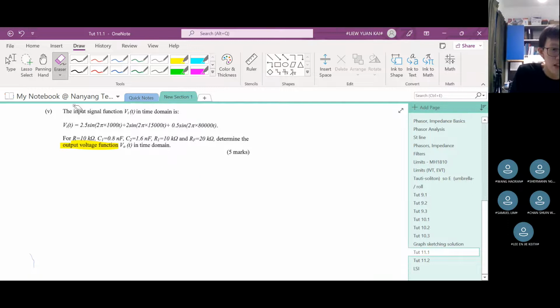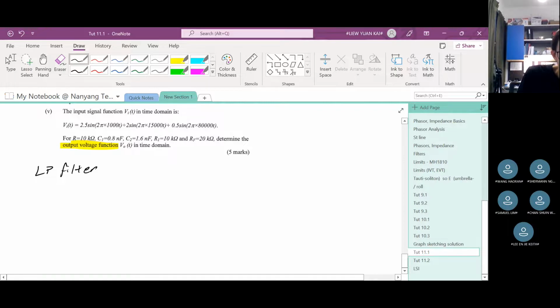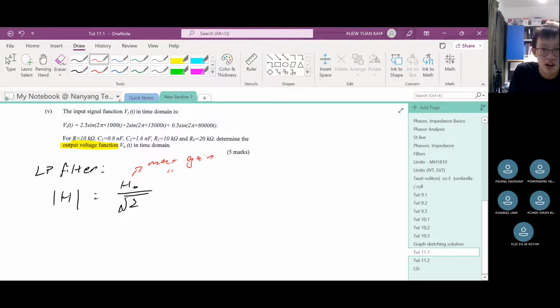So if you go back and recap, you'll notice that, hold on, let me just check my solution. Okay, so let us look at the low pass filter. Just now we have seen that there's a low pass filter, right? Now we have to find its cutoff frequency. So remember, to find cutoff frequency, you need to solve this equation. So magnitude of H is equal to H naught over root 2. What is H naught? H naught is the max gain. And we found that the max gain is 1, right?